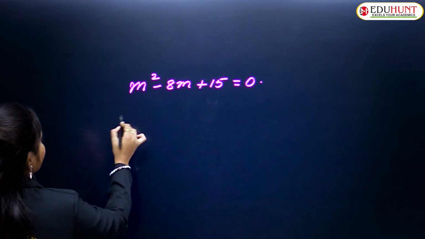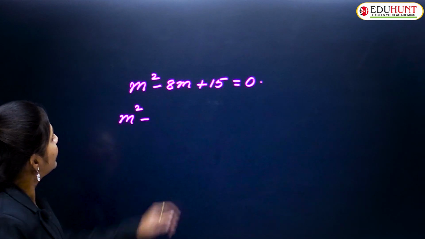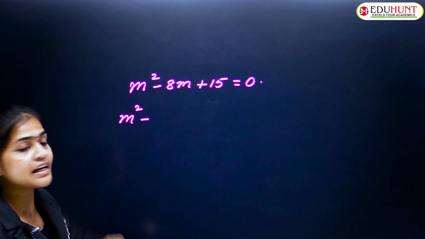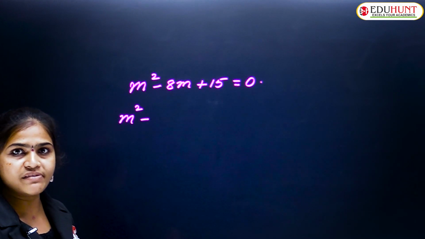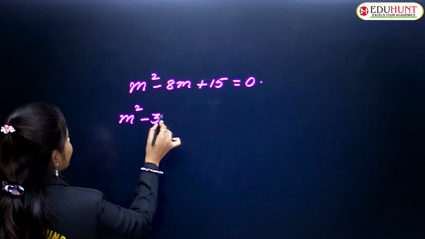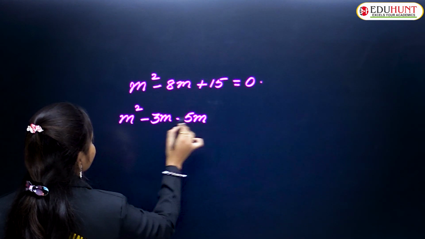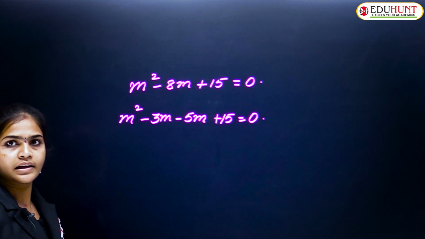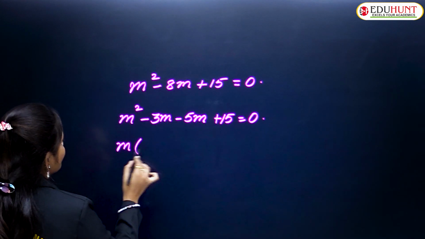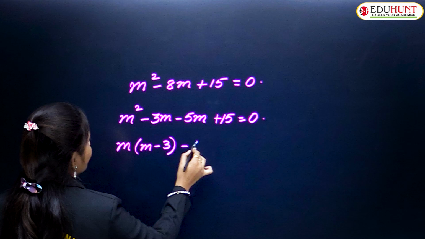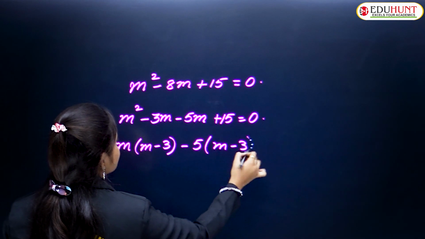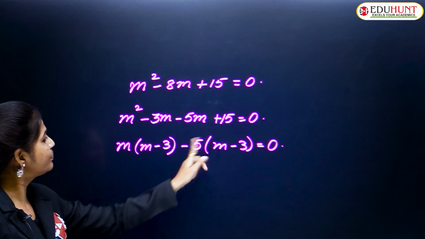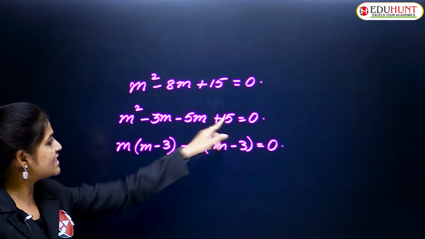So from this, m square minus... here the sum must be equal to minus 8 and its product is equal to 15. So what are the possible values here? Yes, m square minus 3m minus 5m plus 15 is equal to 0. Clear? So from this take m as common. m into m minus 3, minus 5 as common, m minus 3. So minus 5 into m is minus 5m, minus into minus is plus, so 5 3s are 15.